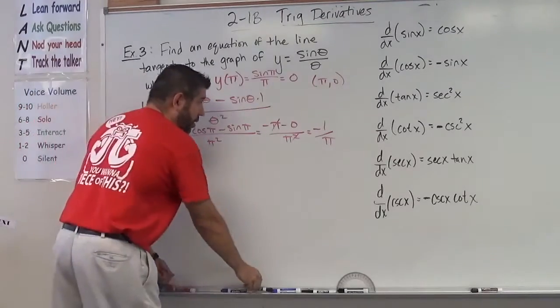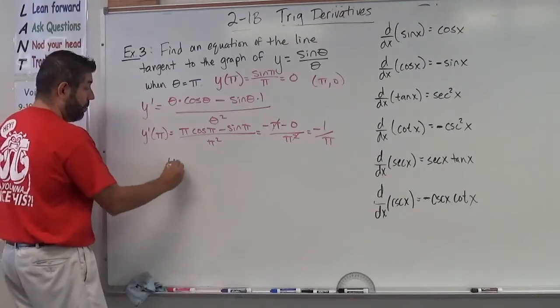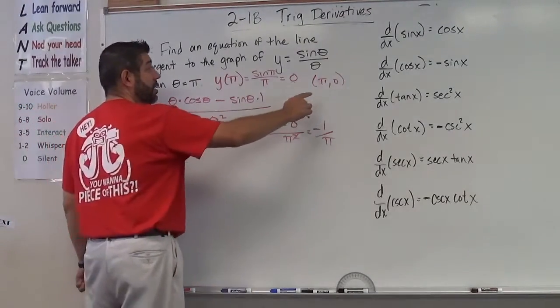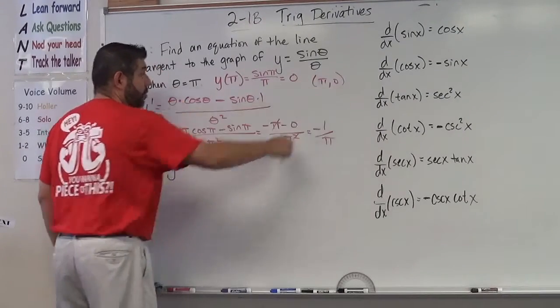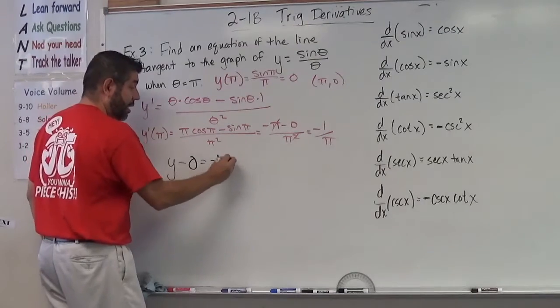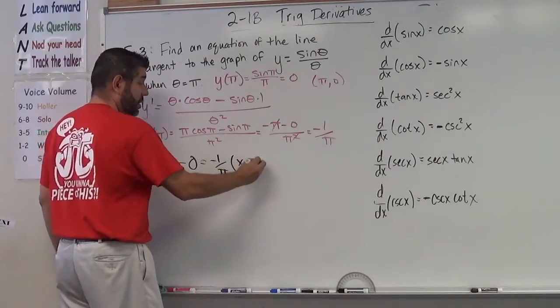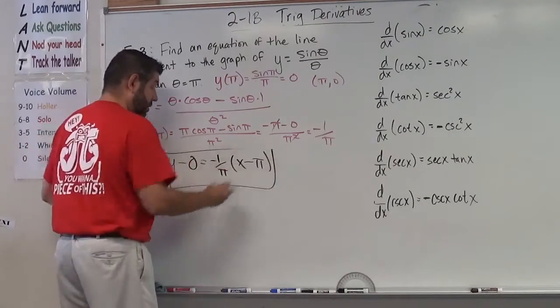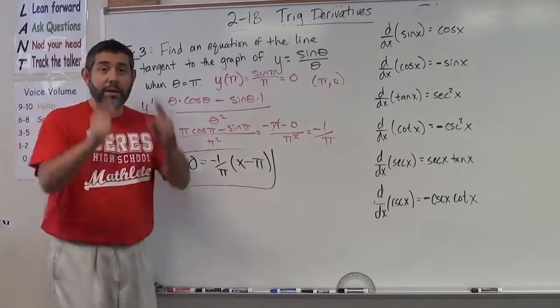So let's go and make our equation. Our equation is going to be y minus y1, because I said so, that's why. y1 is 0, equals m, negative 1 over pi, times x minus x1, which is pi. And that is an equation. That's a good enough equation for us. That's the equation.